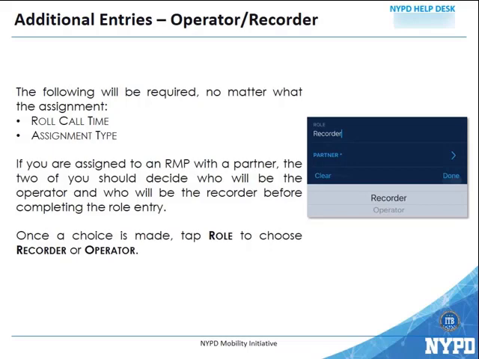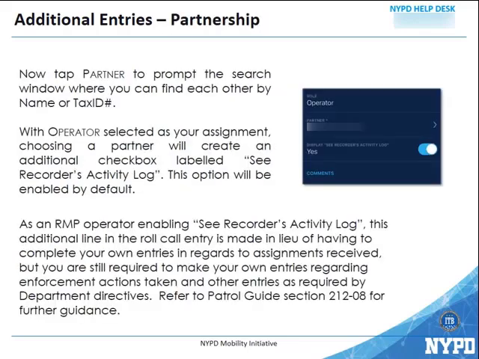If you are assigned to an RMP with a partner, the two of you should decide who will be the operator and who will be the recorder before completing the roll entry. Once a choice is made, tap Roll to choose recorder or operator. Now tap Partner to prompt the search window where you can find each other by name or tax ID number.